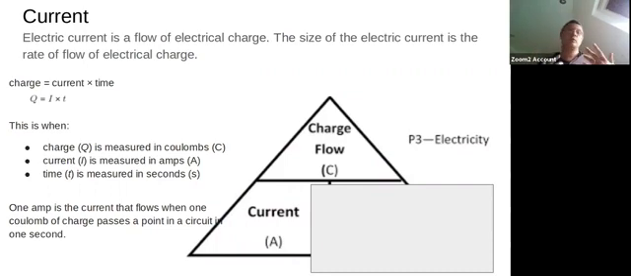So the definition: 1 amp is the current that flows when 1 coulomb of charge passes a point in a circuit in 1 second. And 1 divided by 1, that's 1.